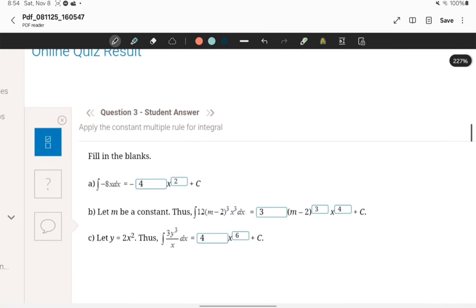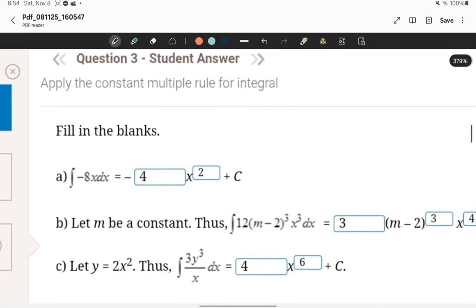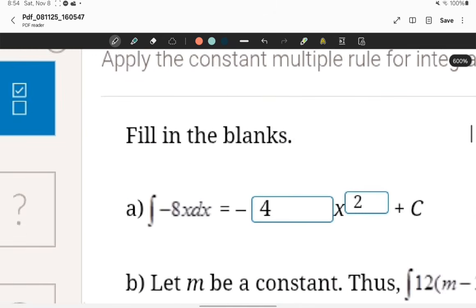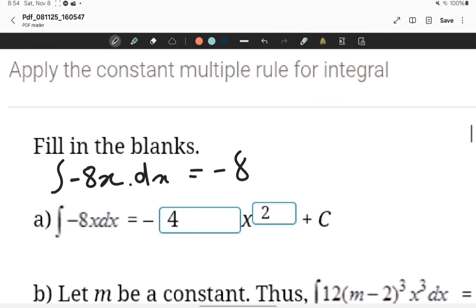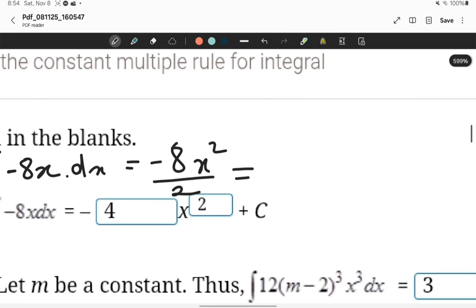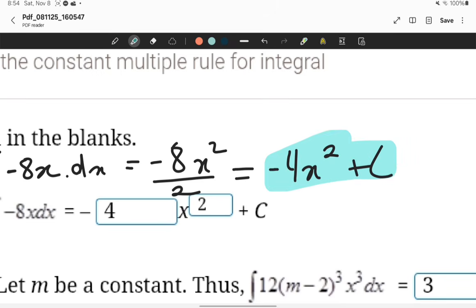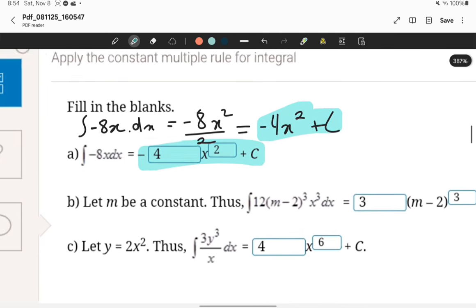Number 3, part A. They're just asking for the integration of this, so I'll just write it up here more clear. Minus 8x. So we'll go ahead and integrate. Minus 8 we keep the same, x becomes x squared, so we divide by 2. So that means it's minus 8 divided by 2, which is minus 4x squared plus c. This is your answer, minus 4x squared plus c.